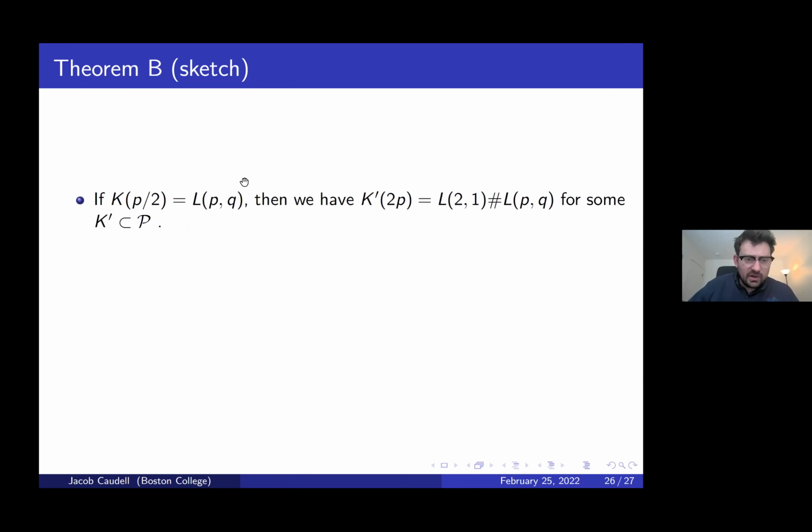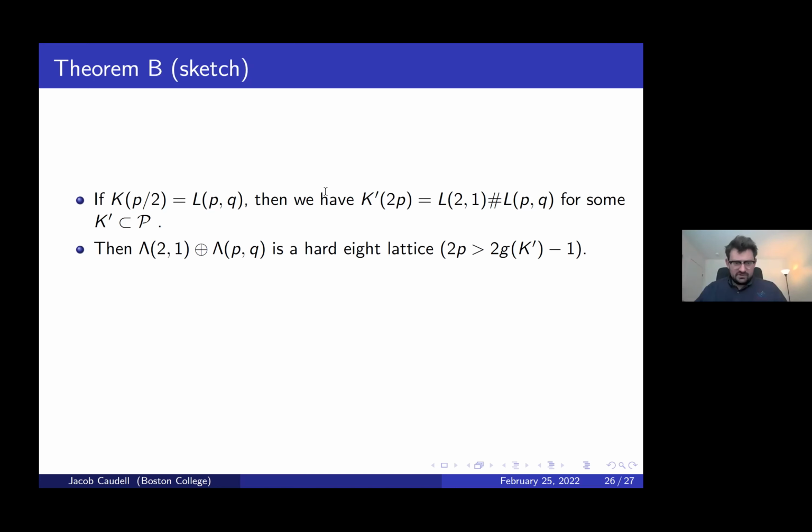Well, we use the cabling construction. If P over 2 surgery on a knot is a lens space, then 2P surgery on some knot K prime is the connected sum of L(2,1) and L(P,Q). And this K prime is a 2 cable of K. So we're now in the realm of we have an integer surgery to a connected sum of lens spaces, and we can use this hard 8 embedding criterion precisely because we have an integer surgery. We can't really use it yet with the non-integer surgery.